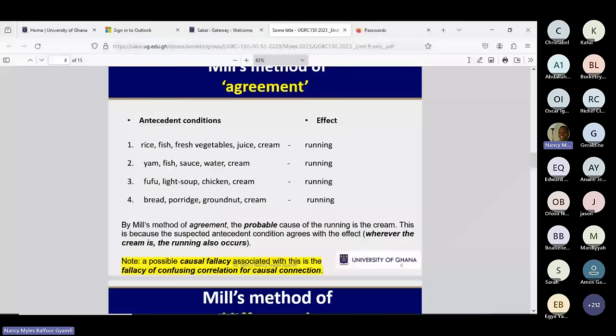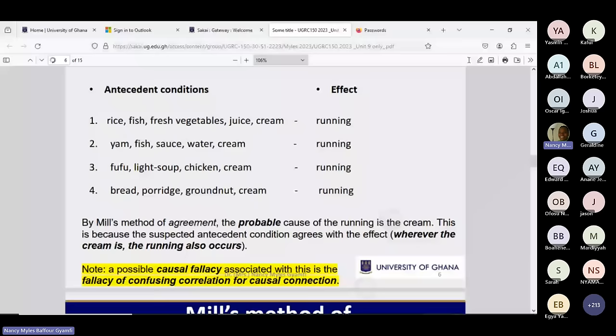By Mill's method of agreement, the probable cause of the running is the cream. This is because the suspected antecedent condition agrees with the effect. Wherever the cream is, the running also occurs. Note, very good. A possible causal fallacy associated with this is the fallacy of confusing correlation for causal connection. Causal connection. Very good, Joshua.